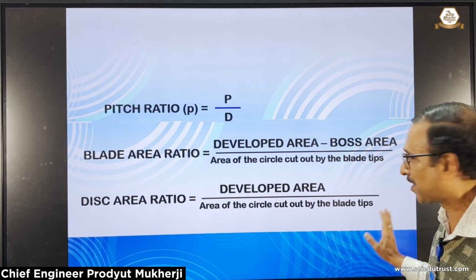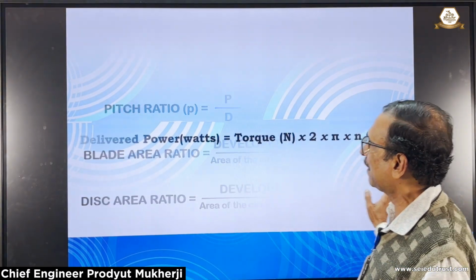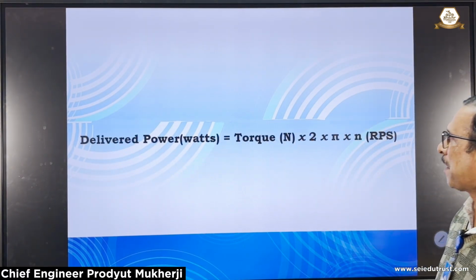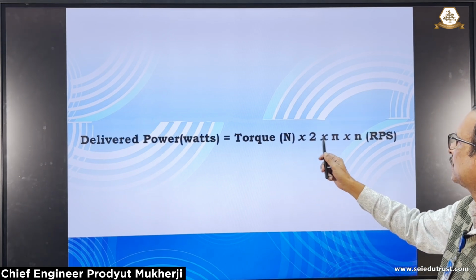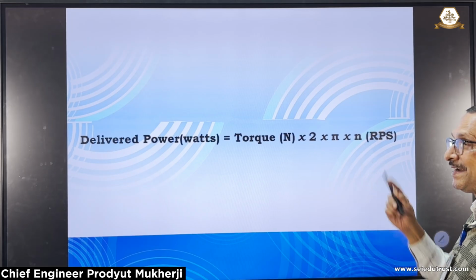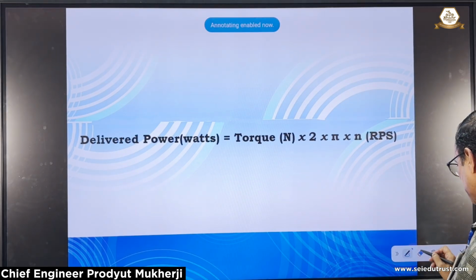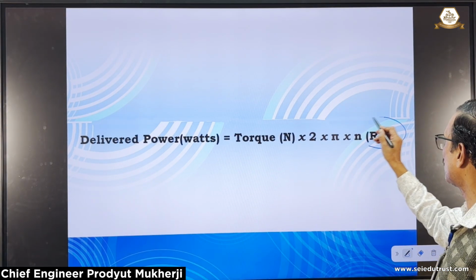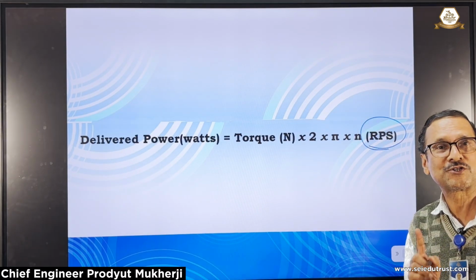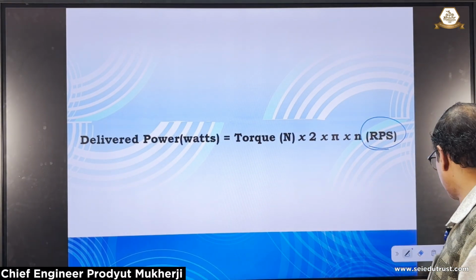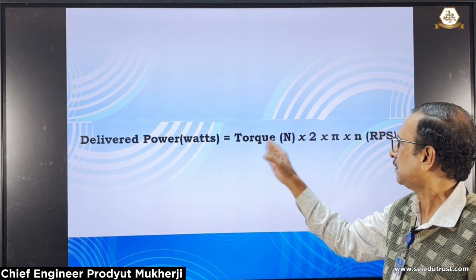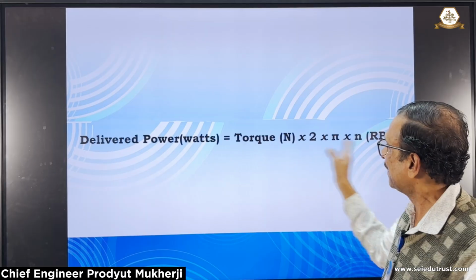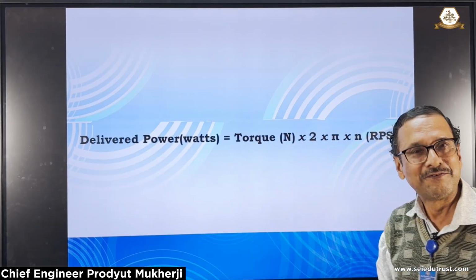Yes, there are a couple more formulae that are left. Delivered power in watts is equal to torque in newtons into 2 into pi into revolutions per second. Please note this, not revolutions per minute, but revolutions per second. That's the torque developed by the propeller, and finally we get the delivered power.